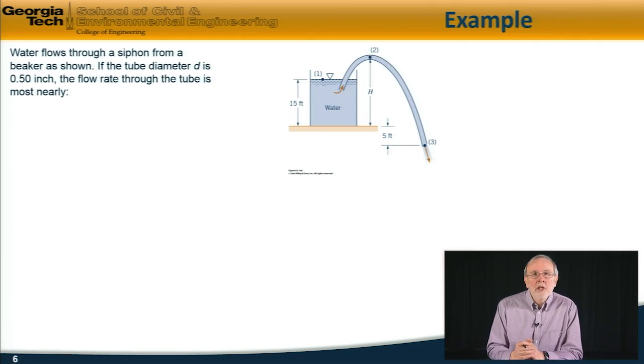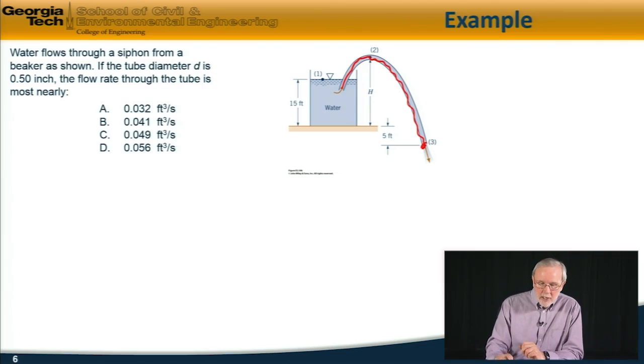This applies also to devices like a siphon. So in this case, we have the water beaker, and we're siphoning water through this tube to the opening here, which is 5 feet below the bottom of the vessel, which is 15 feet tall. And the question is, if the tube diameter is 0.5 inches, the flow rate through the tube is most nearly which of these alternatives? So in this case, that same equation that we just had applies.